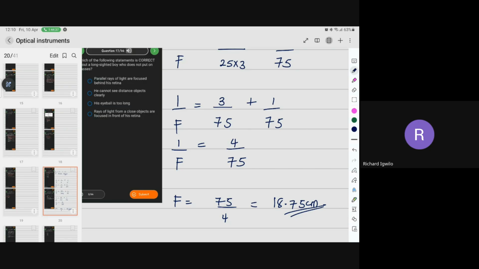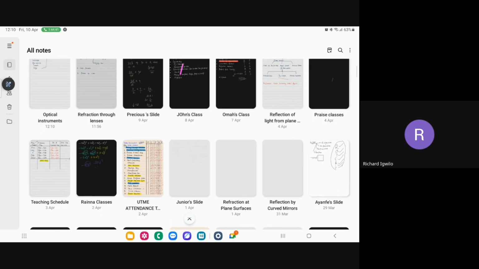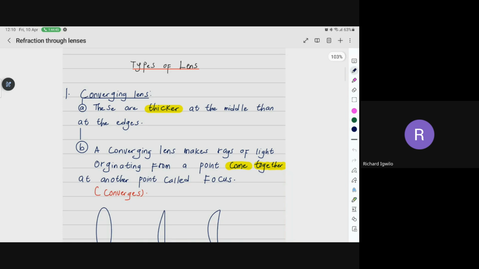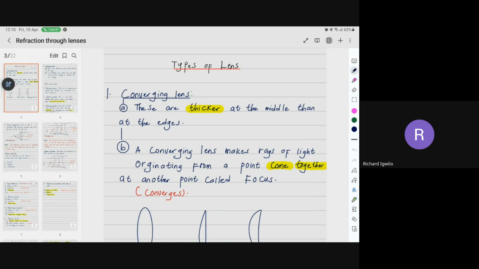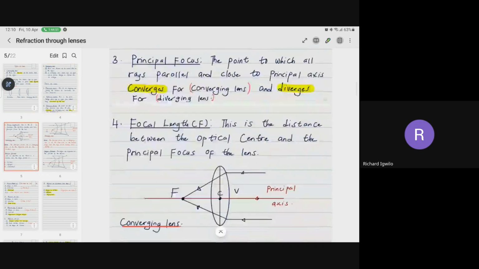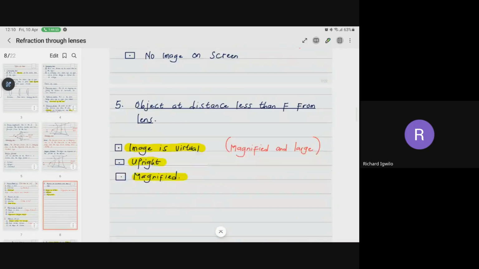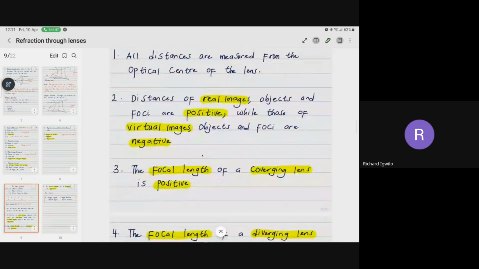Let's go back to the refraction through lenses. I'm glad the slides are here, so I will put you through something that we did that very day. All those things shouldn't confuse you at all. All right, so look at what I said here. I gave key points. Let's get that sign convention.